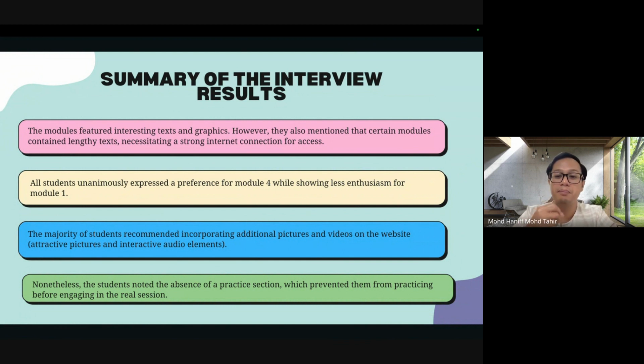However, the students mentioned that certain modules contain lengthy text necessitating a strong internet connection for access. Secondly, all students unanimously expressed a preference for Module 4, showing less enthusiasm for Module 1. The majority of students recommended incorporating additional pictures and videos on the website, which indicate attractive pictures and interactive audio elements. Nonetheless, the students noted the absence of a practice section, which prevented them from practicing before engaging in the real sessions.